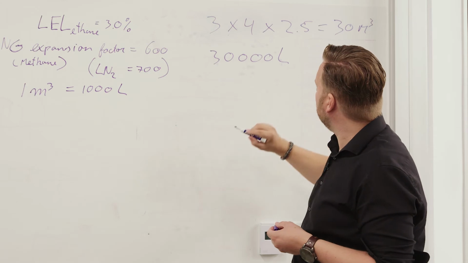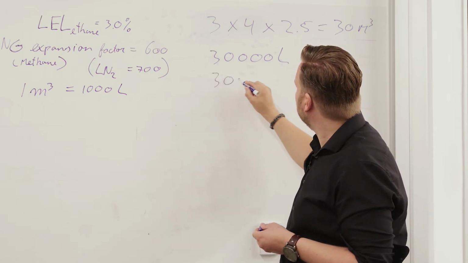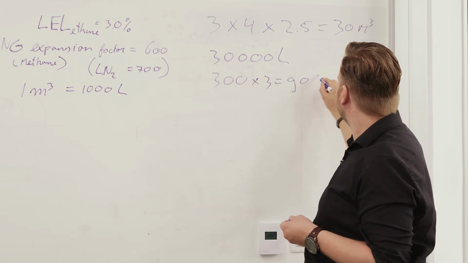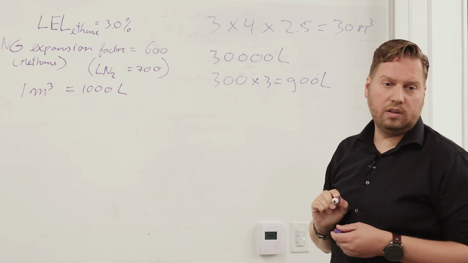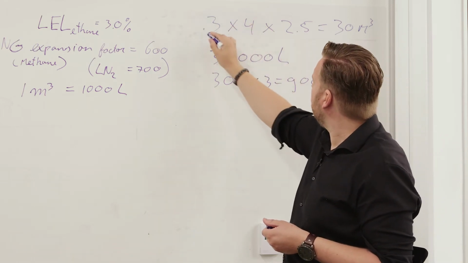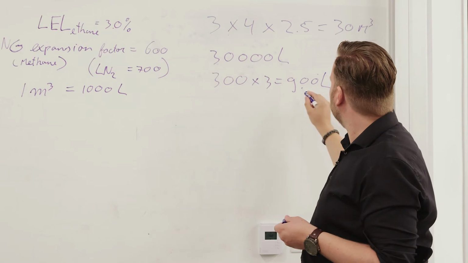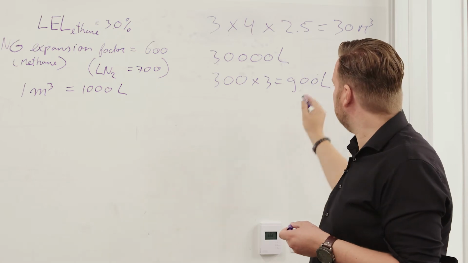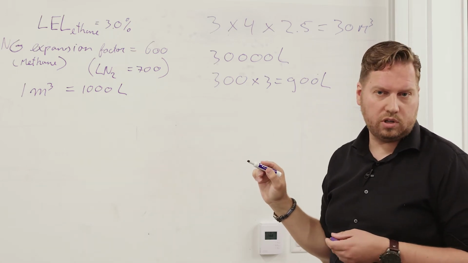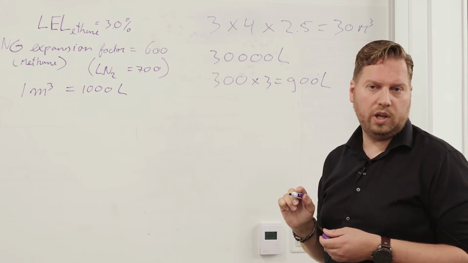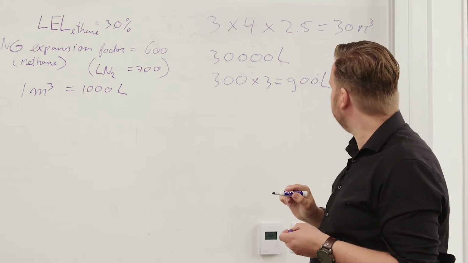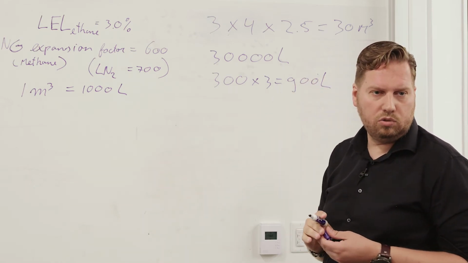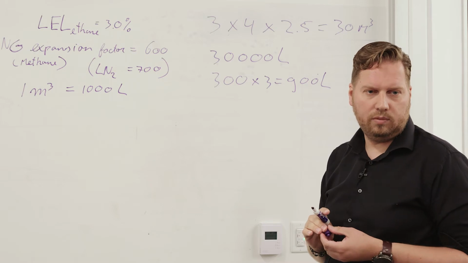Now 3% of 30,000 liters: 1% is 300, times 3 is 900 liters of ethane gas. So that means if you have a room this size, a standard room, and you have more than 900 liters of ethane in that room, you are in an explosive hazard. So if there is a spark, potentially the room might, or actually will, explode. That has implications for the bottles that you use to store your ethane in.